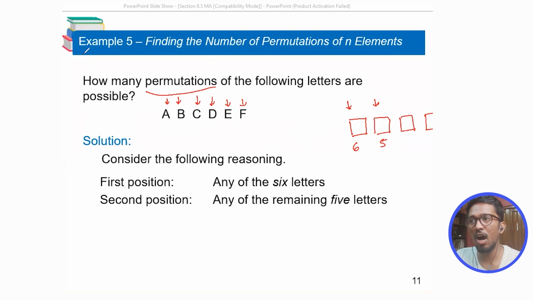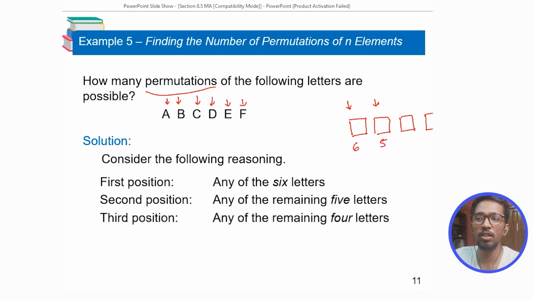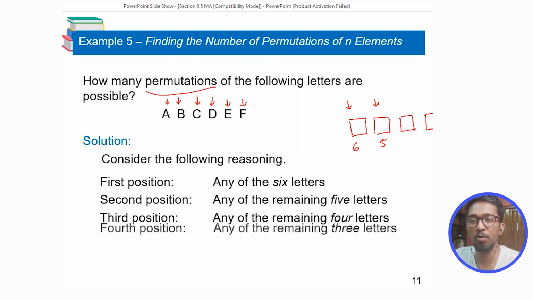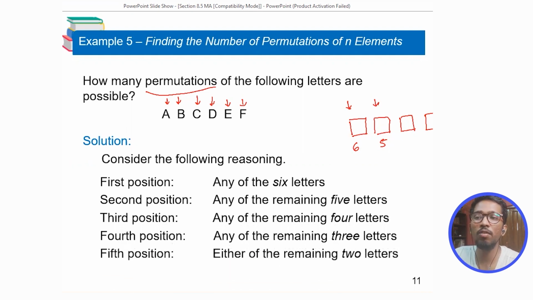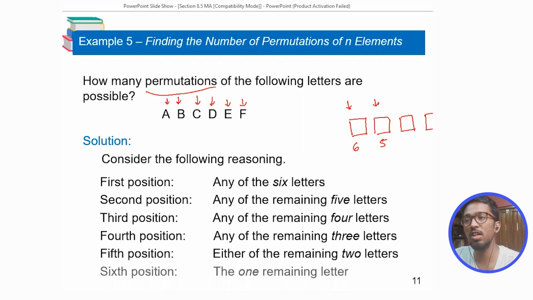With the same reasoning, how many letters will be there to put in the third position? Obviously any of the remaining 4 letters. In the fourth position, any of the remaining 3 letters. For the fifth position, either of the remaining 2 letters. In the last position there will be only one letter I can put, right? So 6, 5, 4, 3, 2, 1.